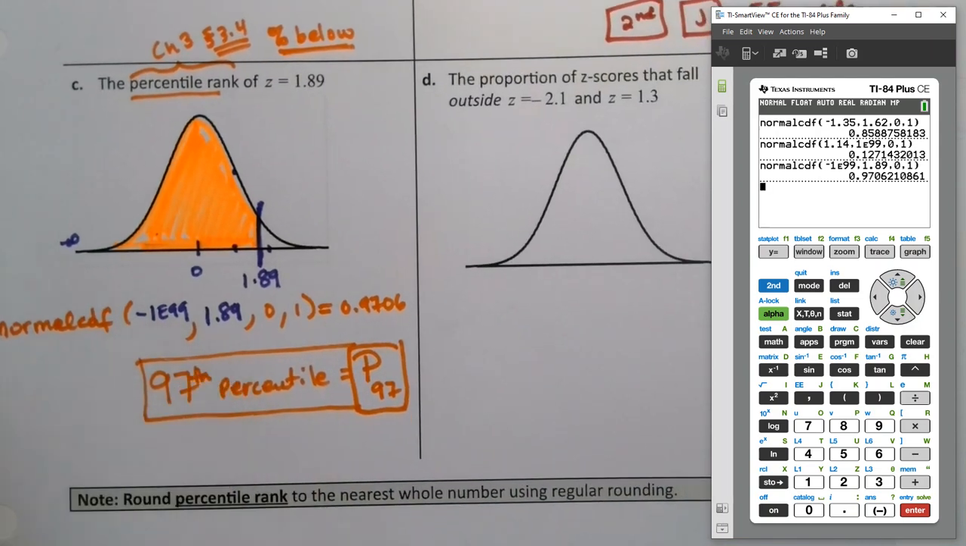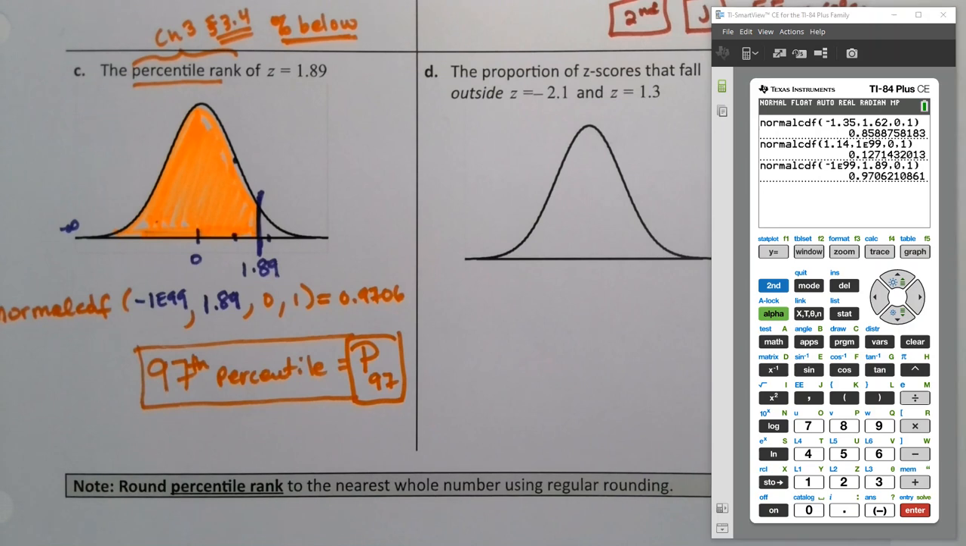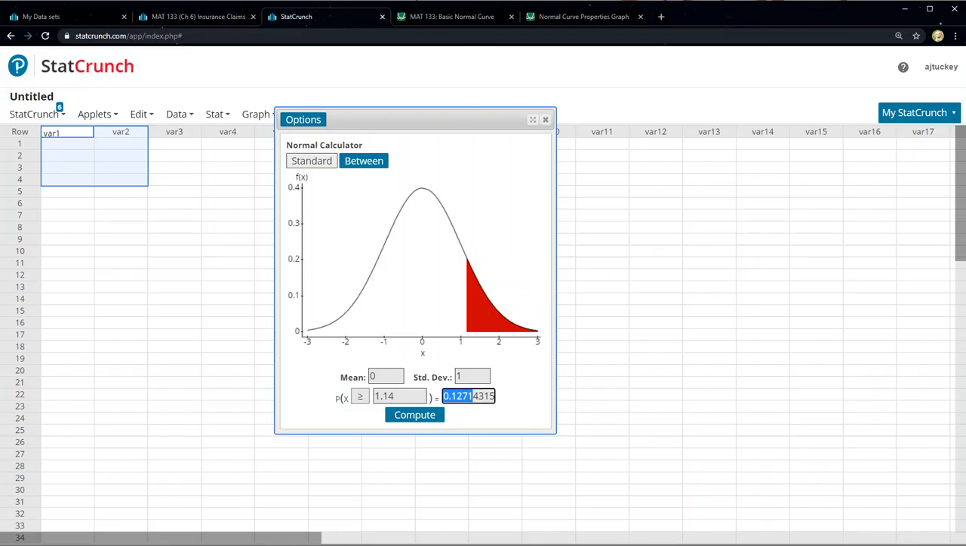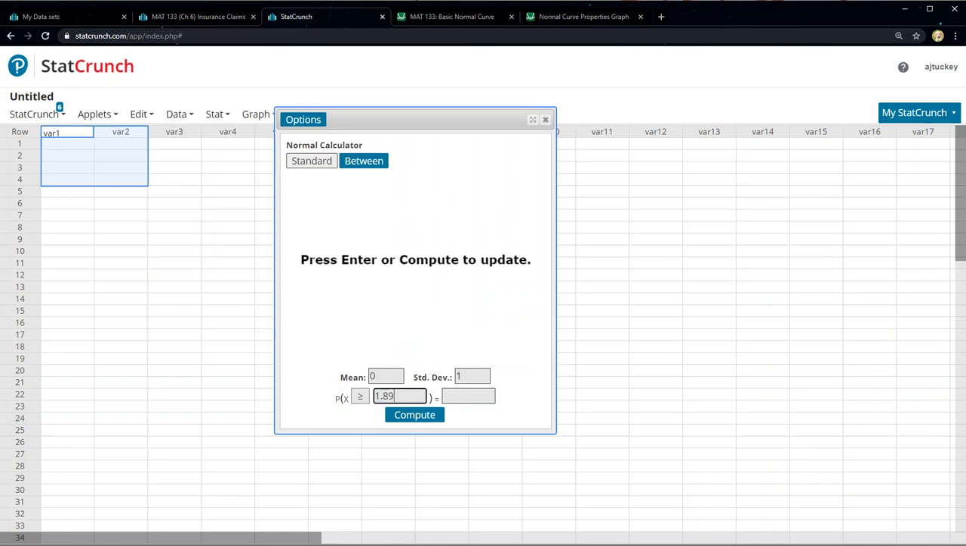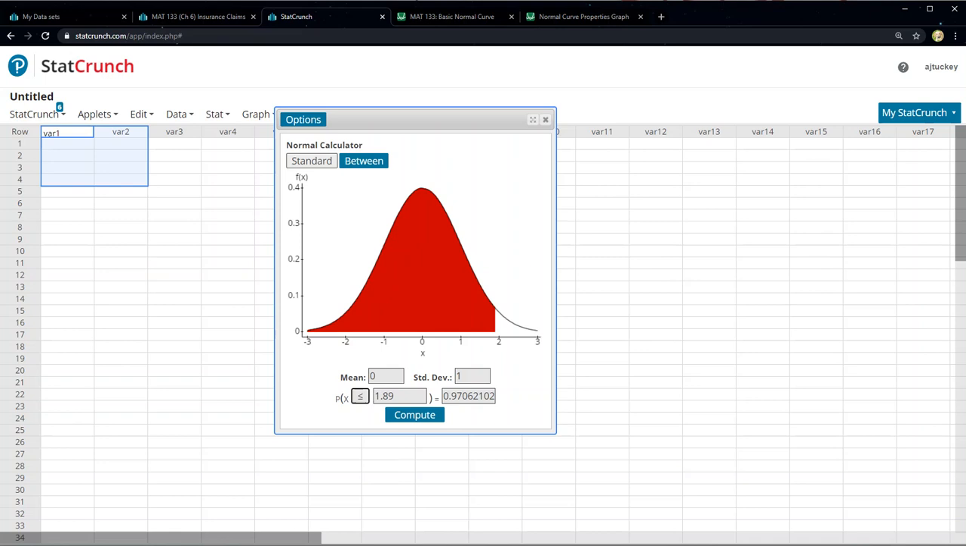Now in StatCrunch, it's even easier. Let me go to StatCrunch real quick. 0 and 1 is fine. I had 1.89, so I'll put 1.89 in here. I'm going to click the less than button, and there you have it, 0.9076. Done.